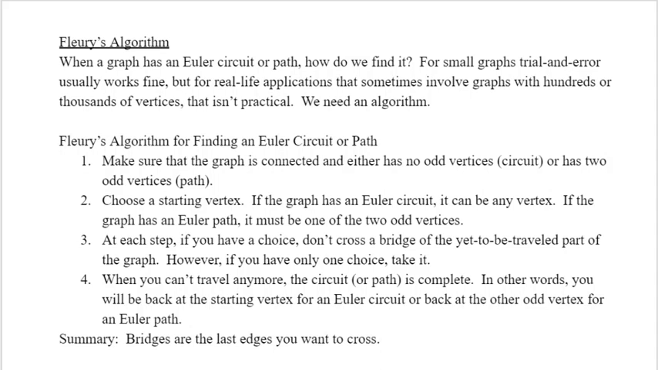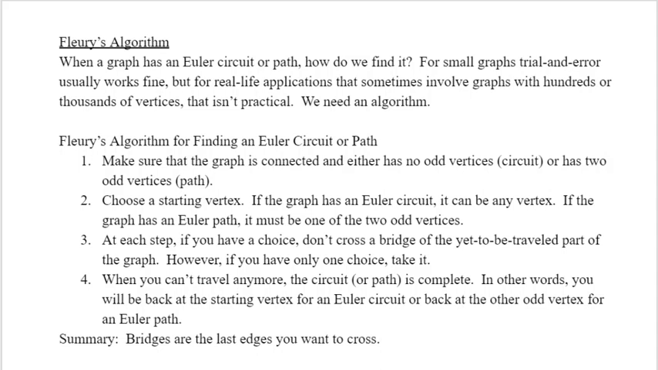So first of all, you need to make sure that your graph is connected and has no odd vertices if you're trying to find a circuit, or only 2 odd vertices if you're trying to find a path. Then you need to choose your starting vertex. For an Euler circuit, you can choose any vertex. If you're trying to find an Euler path, you need to start at one of the odd vertices.